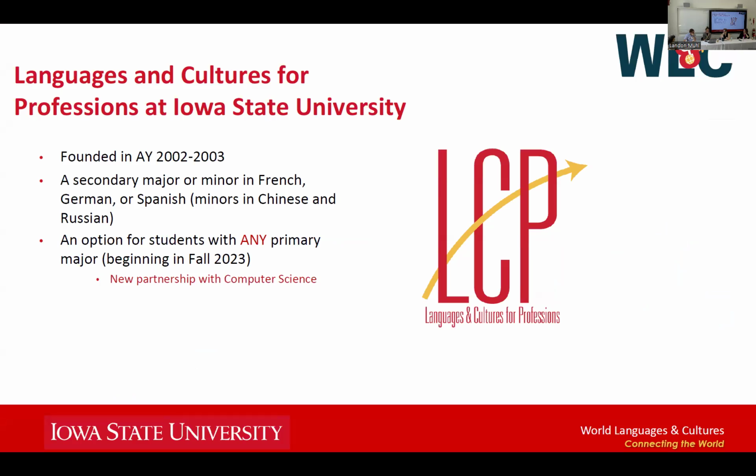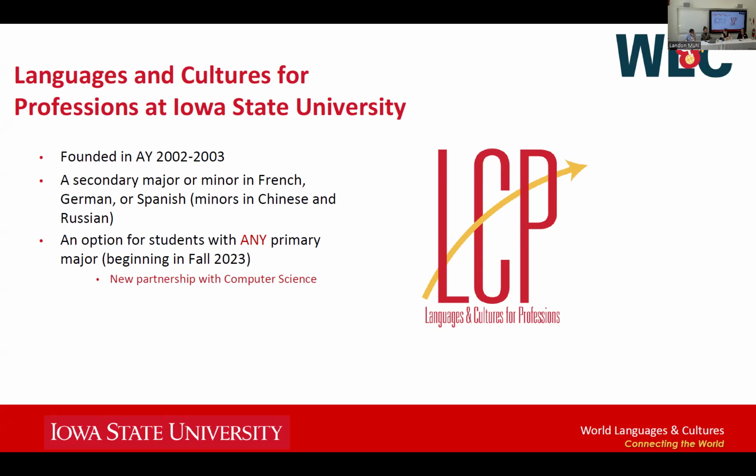The Languages and Cultures for Professions program at Iowa State, which we call LCP, was founded in 2002, 2003, which makes it one of the flagship national programs in Languages and Cultures for Professions, or the field more commonly known as Languages for Specific Purposes. It's a secondary major program for students who study French, German, or Spanish, and a minor program for students who are in Chinese studies or Russian studies.